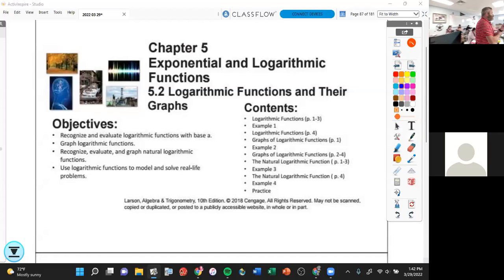5.2, we're dealing with logarithmic functions and their graphs. In 5.1, we dealt with exponential. Okay. 5.2, we're changing gears to go on logarithmic. Logarithms are the inverse to exponential. They're inverses. So in 5.2, we're going to recognize and evaluate log functions with base a. We're going to graph log functions, recognize, evaluate, and graph natural log functions, and use log functions to do word problems.